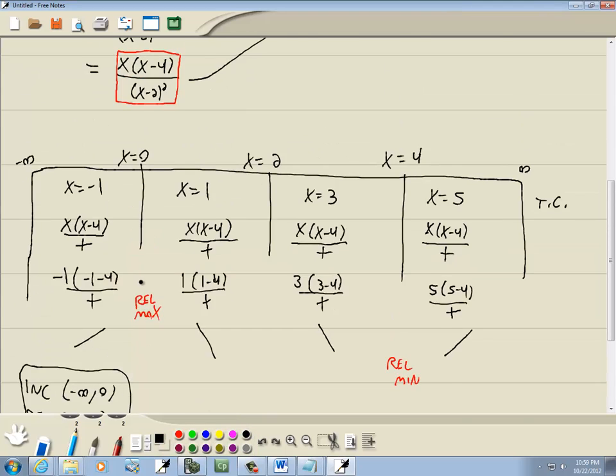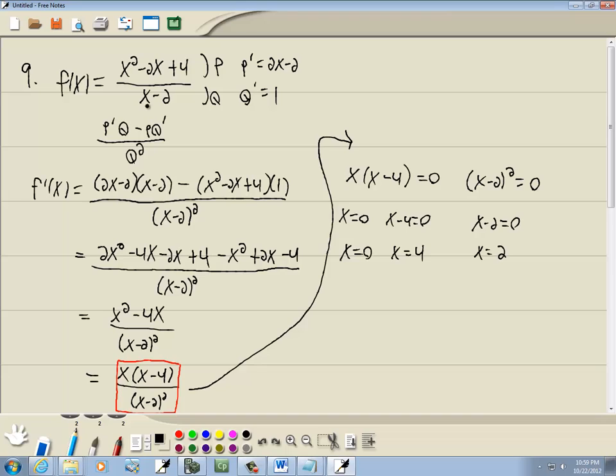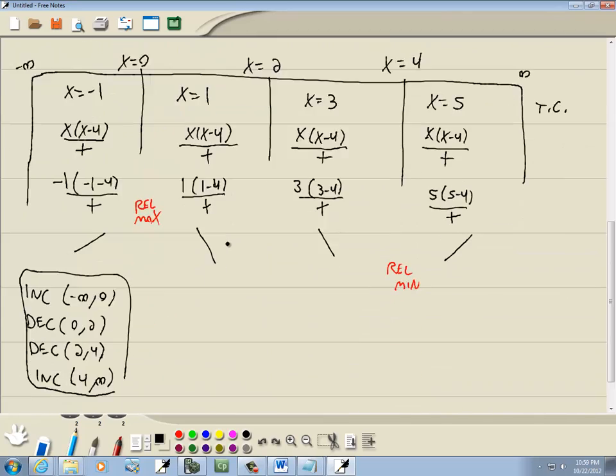Let's go up and look at our original problem. Okay, the only place it's undefined for our domain is x cannot equal 2. So those are fine in terms of min and max. So we're going to have our relative max at x is equal to 0. And we'll have our relative min at x is equal to 4.